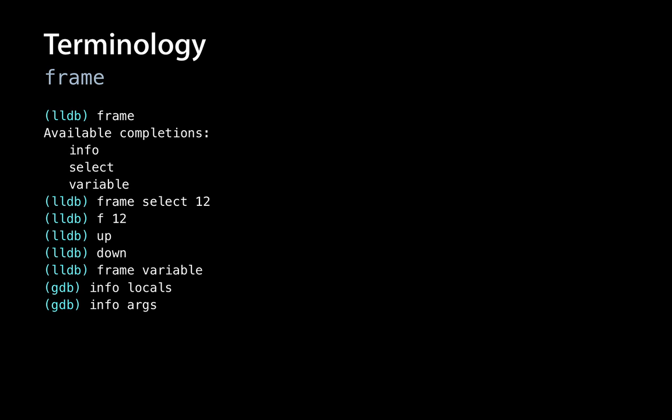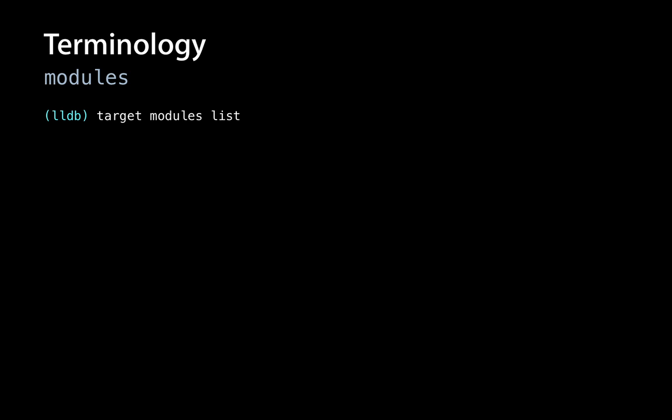If we take a look, the last thing I wanted to talk about in terminology is modules. When you create a debug session, you might have your main executable, and you might have one or more shared libraries that go along with that. When you type target modules list, you can see a list of all the shared libraries that are currently involved in your debug session. This is equivalent to GDB's info shared command.